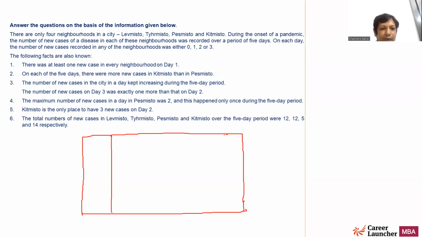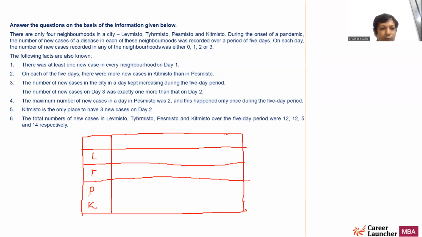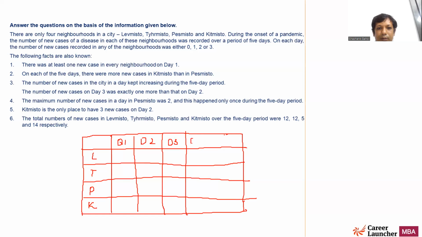So I have 5 days and 4 cities. The first city is L, the second city is T, the third city is P, the fourth city is K, and I have a total of 5 days. So I have day 1, then day 2, then day 3, then day 4, then day 5.